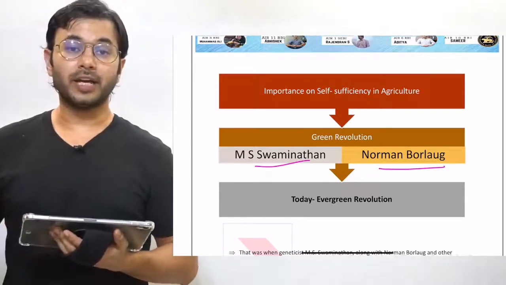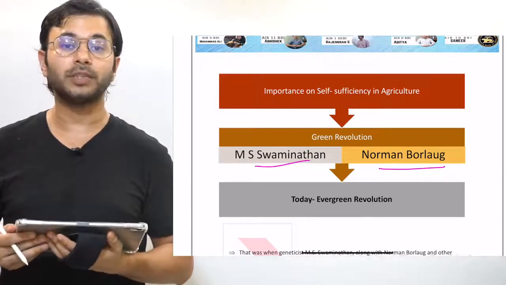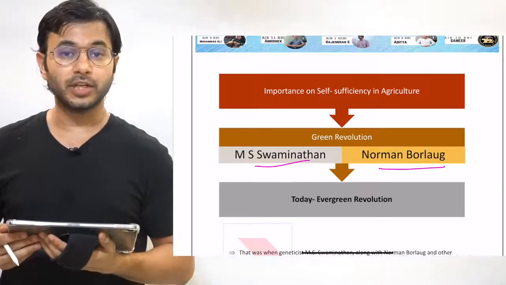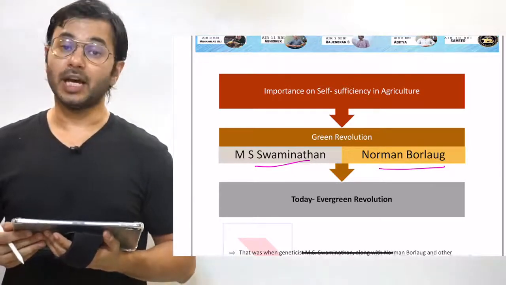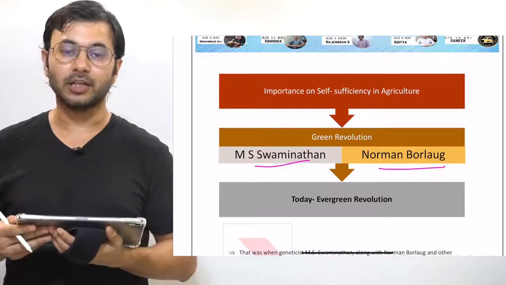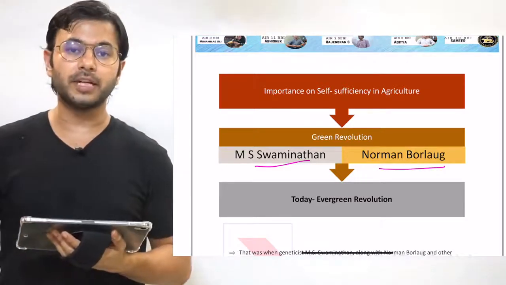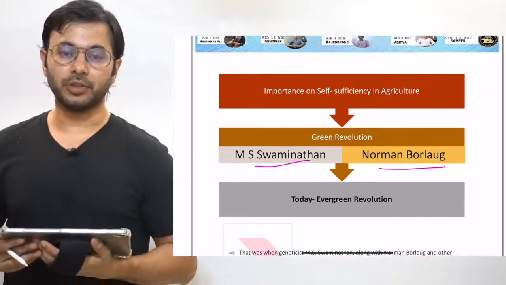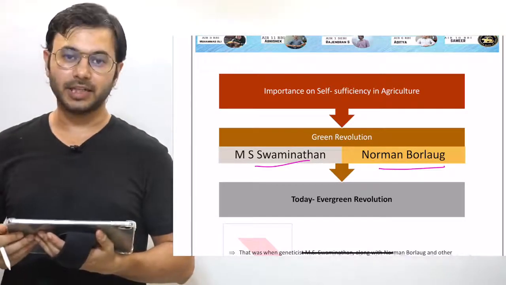The focus of agriculture at that point of time was to be self-sufficient. But the focus today is on sustainability. And therefore, according to M.S. Swaminathan, we have to move from Green Revolution towards evergreen revolution, which means sustainability in agriculture.